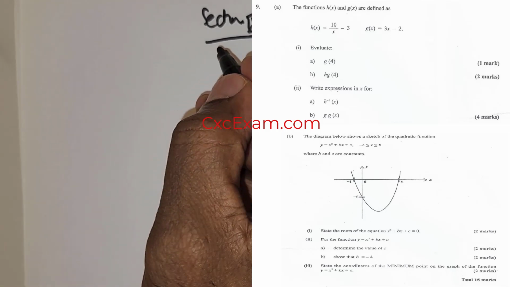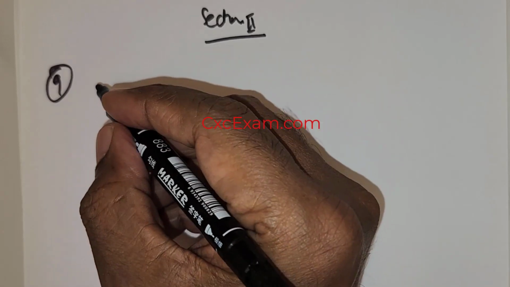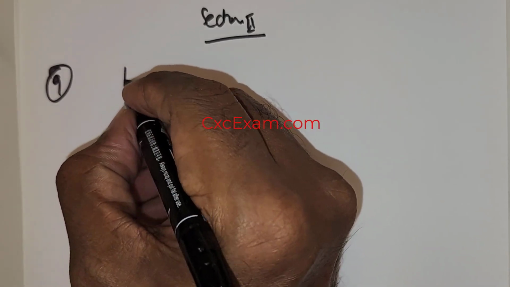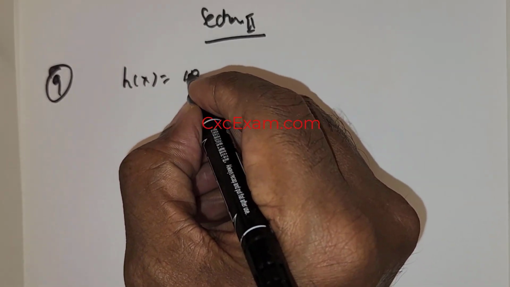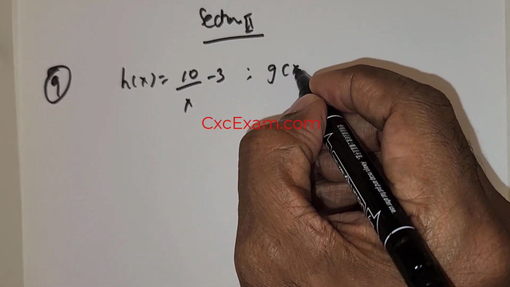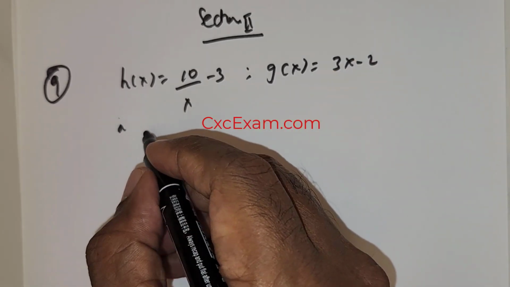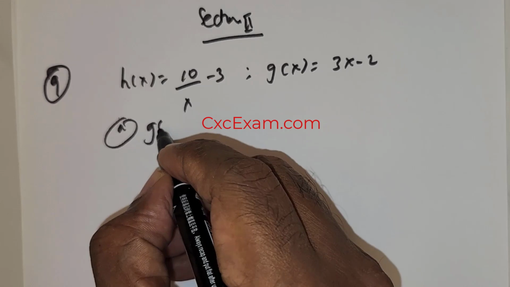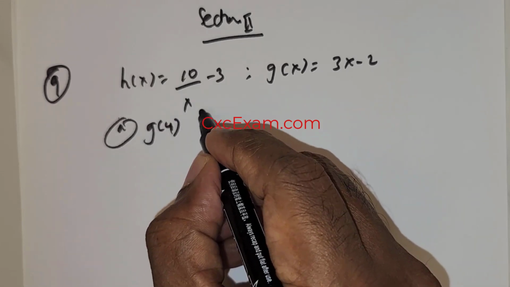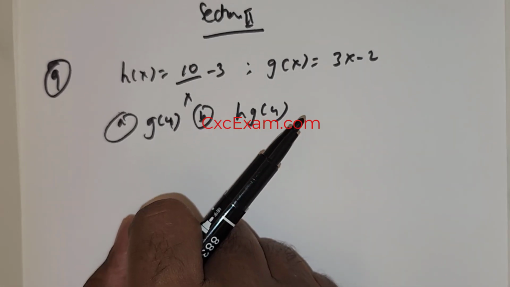Welcome students, we are into section 2. We got question number 9. It says h of x is 10 over x negative 3, g of x is 3x negative 2. We have to evaluate hg of 4. So we start with g of 4.